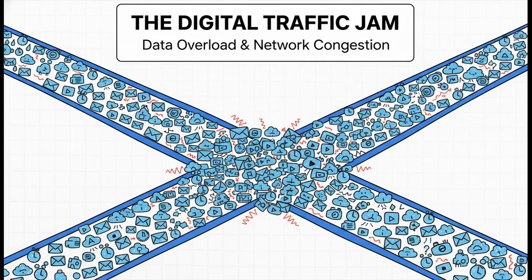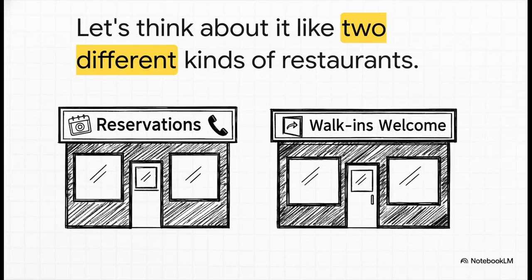It really just all comes down to managing traffic. At any given moment, millions, maybe billions of us are sending and receiving information at the exact same time. So how does the whole system handle that without just collapsing into one giant digital traffic jam? To really get our heads around this, let's use a simple analogy. Just picture two different kinds of restaurants.